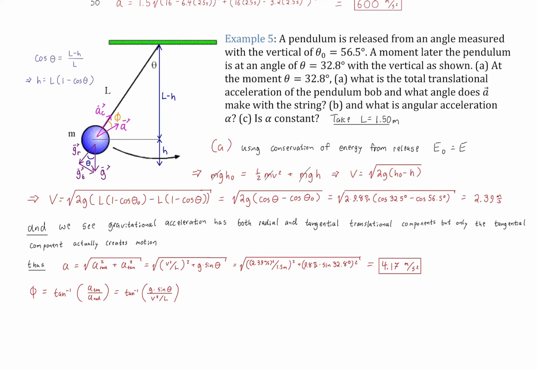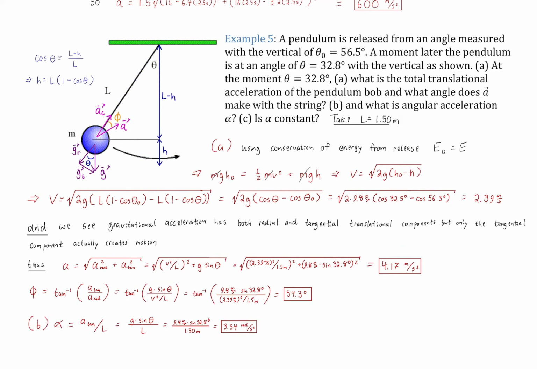All right, and so then we're going to find phi. Phi is going to be tangent inverse of g sine theta over v squared over L. Okay? Plug in our values. And there we go. 54.3 degrees is this angle. Looks good. All right. And then we'll carry on and find alpha. Okay, so alpha is just going to be the tangential component of translational acceleration divided by L, which is just going to be g sine theta over L. Okay. And it's 3.54 radians per second squared.